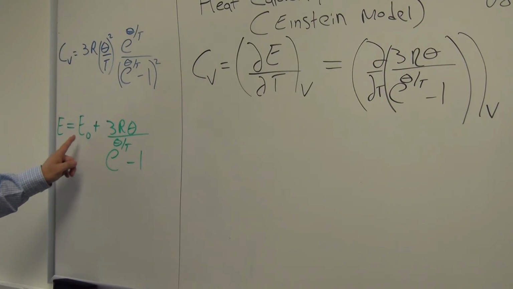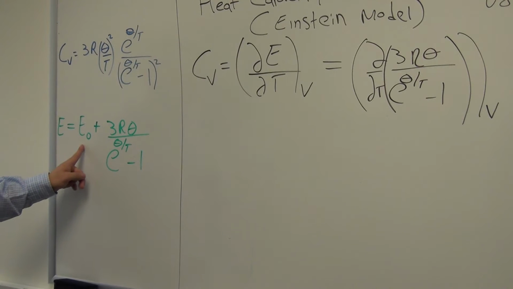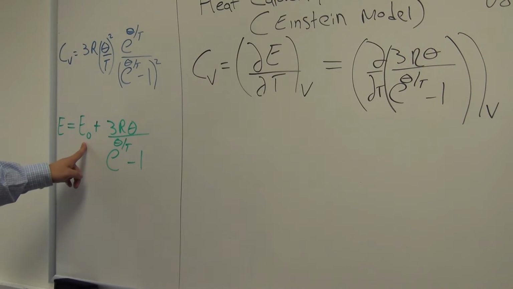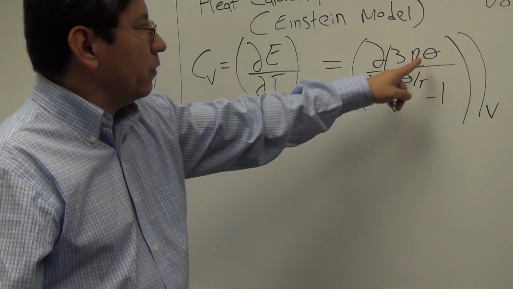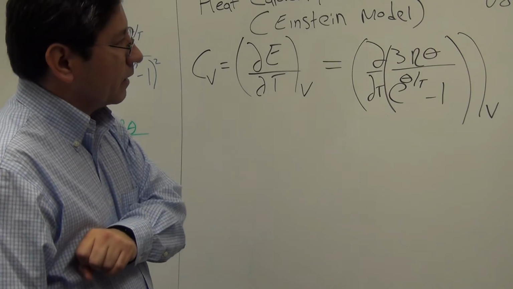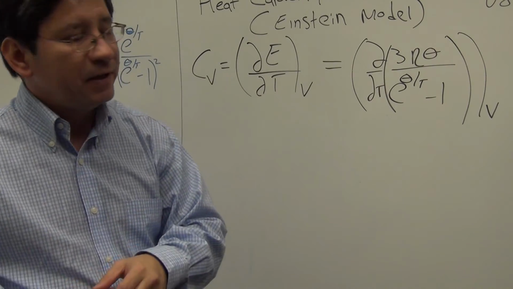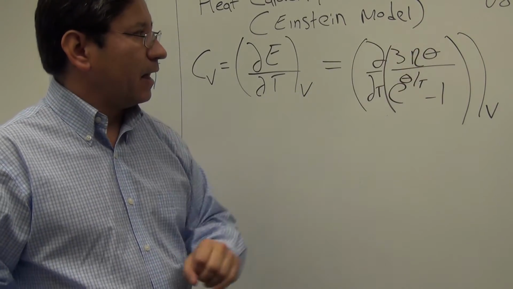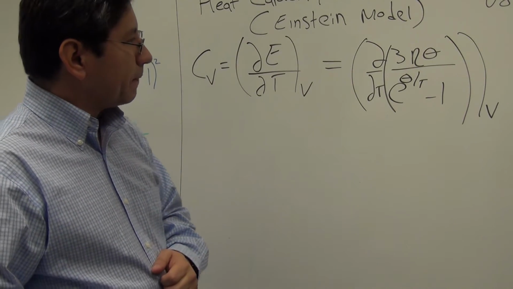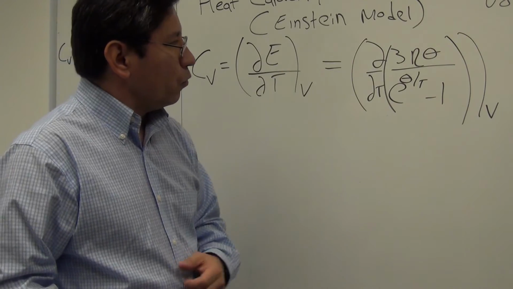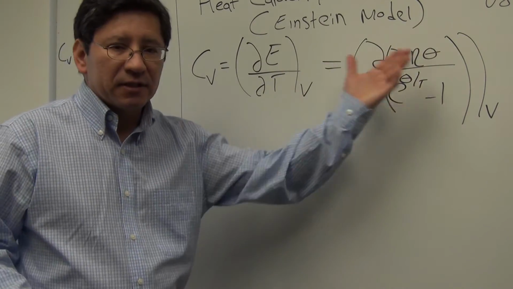You may ask, where is E sub 0? Well, it is not there because it is a constant. The derivative of a constant is 0, so we can safely ignore it for this purpose, right? We also learned in class, and it's shown in the different video, that theta does not depend on temperature. It's a constant as well. So all we have to do is carry out this derivative.